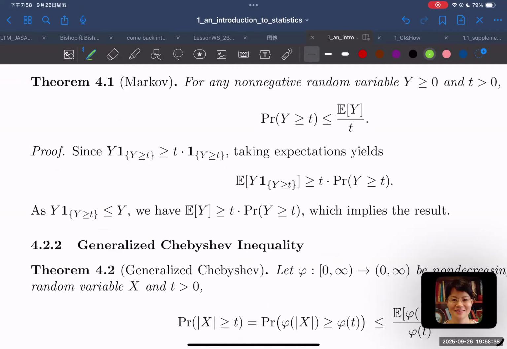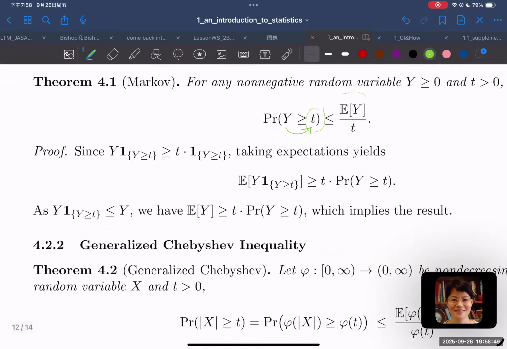This one tells you if you consider the probability that Y survives beyond time t, then this would be bounded by what? The quotient between E of Y against t. Yeah, this is the one that we have. Okay, so this is the first one.